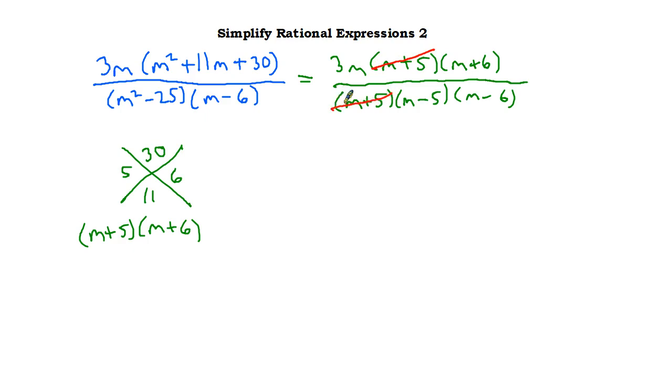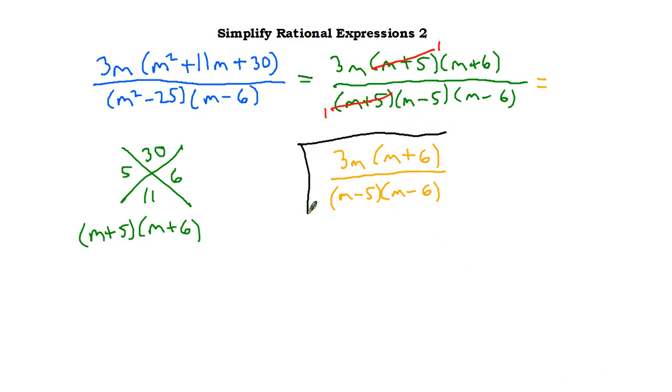So we go ahead and strike those two out. We put a 1 up here and a 1 down there. And then we can rewrite this whole guy like such. It should be 3m times m plus 6 over m minus 5 times m minus 6. And although it looks like there's some stuff we could still cancel and we really want to, there's nothing and we can't. So we stop here and we say this is as simple as it gets.